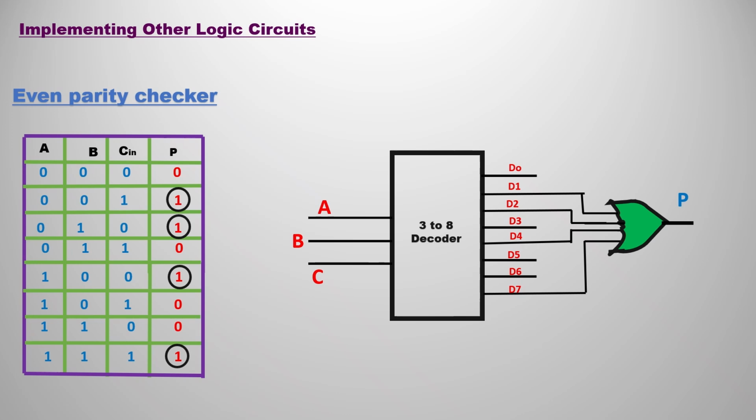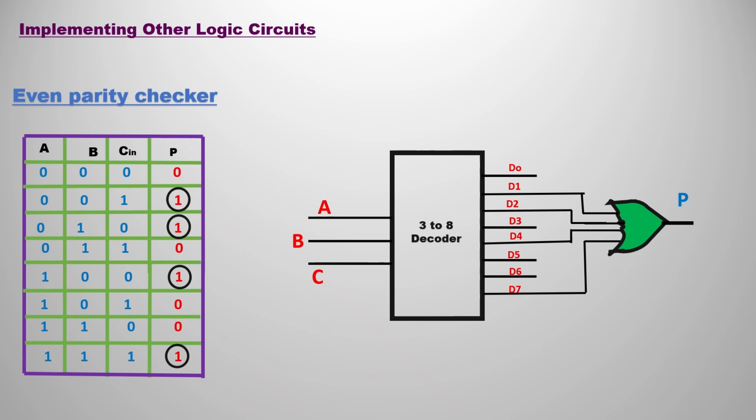You can see that 0 1 0 is also one odd one, so that also gives 1. The next one, 0 1 1, has an even number of ones, so the output is 0. Likewise, wherever there is an odd number of ones, the output would be 1. This is known as the parity checker. If you observe the last one, we have 3 ones, which is an odd number, so the output is 1.